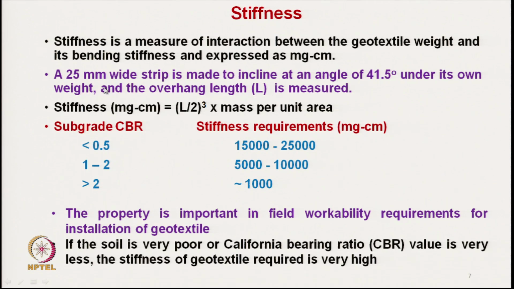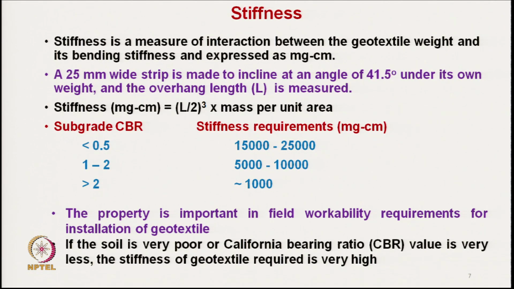A 25 millimeter, approximately 1 inch wide strip is made to incline at an angle of 41.5 degrees, and that length is measured, and the stiffness value is calculated by this formula, that is, stiffness in milligram centimeter is equal to (L by 2) cube multiplied by mass per unit area, where L is the overhanging length. That is the stiffness equation. So, we can get the stiffness value.